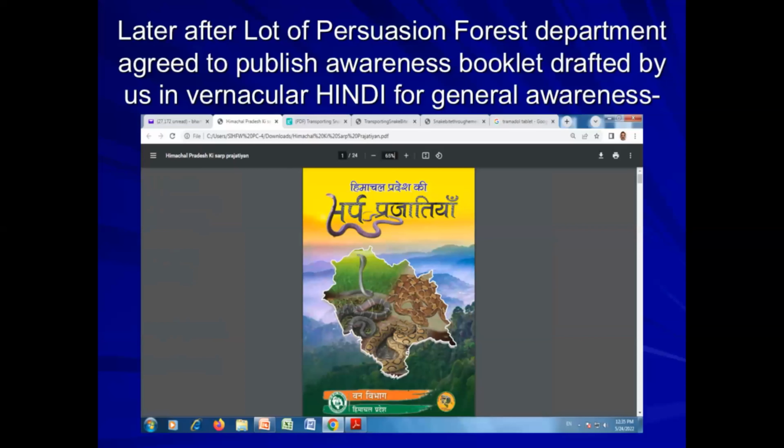This is the booklet we have compiled and published by the Department of Forest on snakes in Himachal Pradesh and myths associated with the snake bite. So it's a very good book available on ResearchGate and available with the Forest Department. Next. Again, a very good example of One Health collaboration.